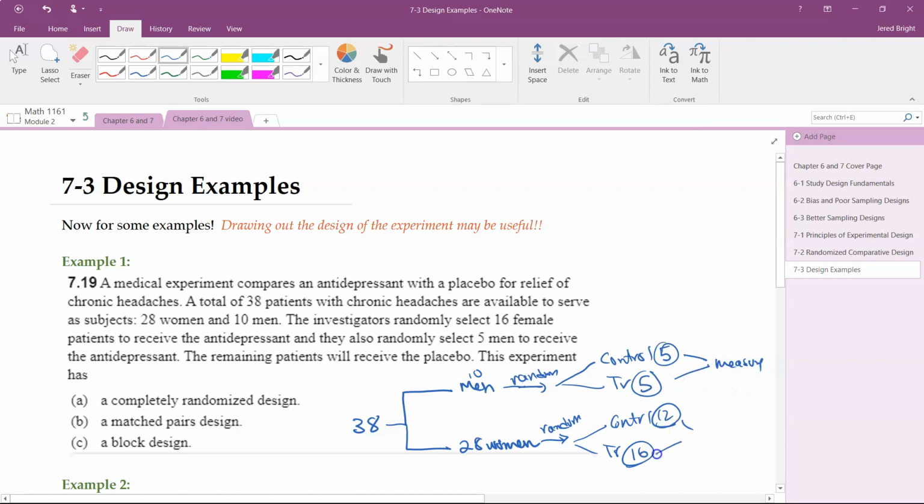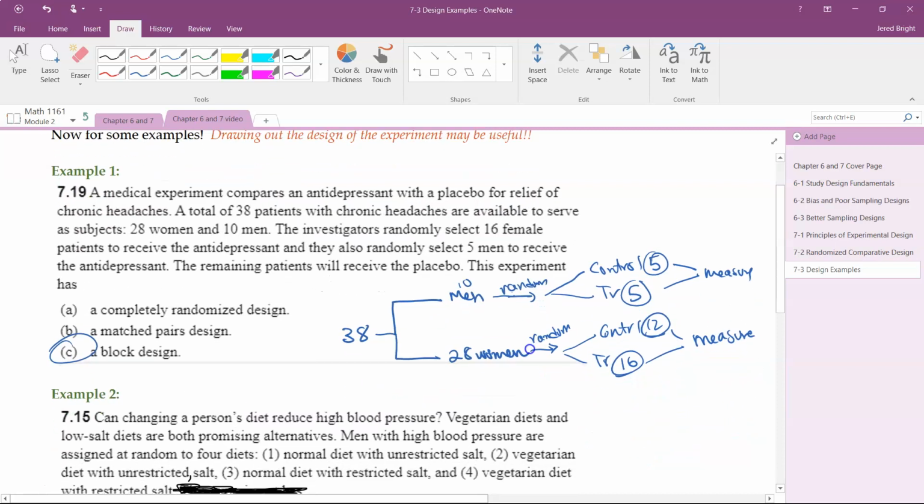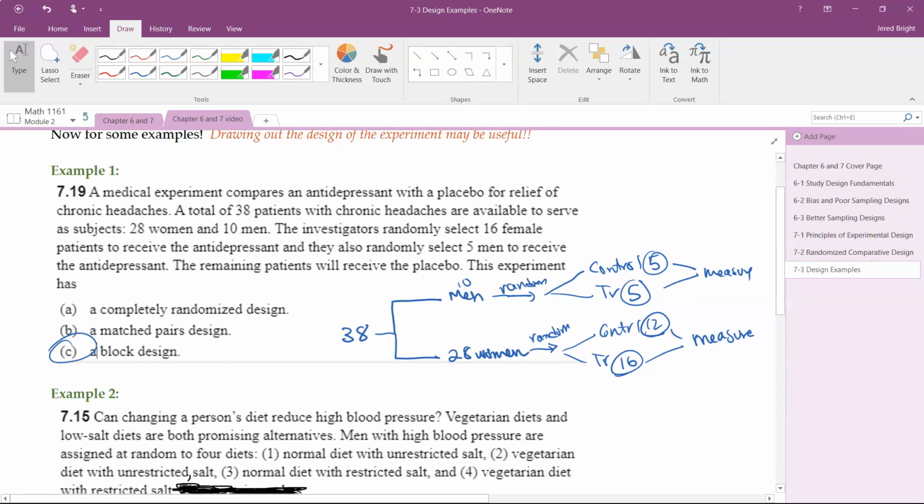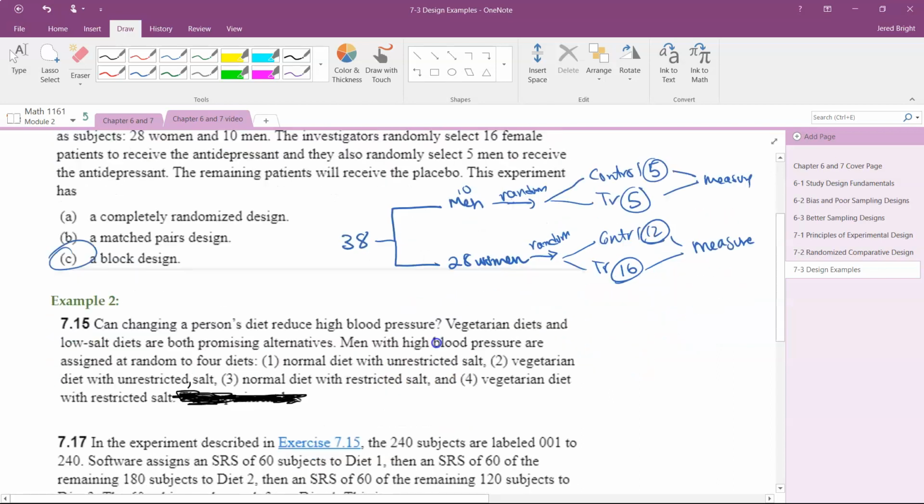Okay, this diagram, my friends, is a block design. So it appears that at least in this case, sex was a lurking variable, and so they blocked by sex first, and then did random assignment.